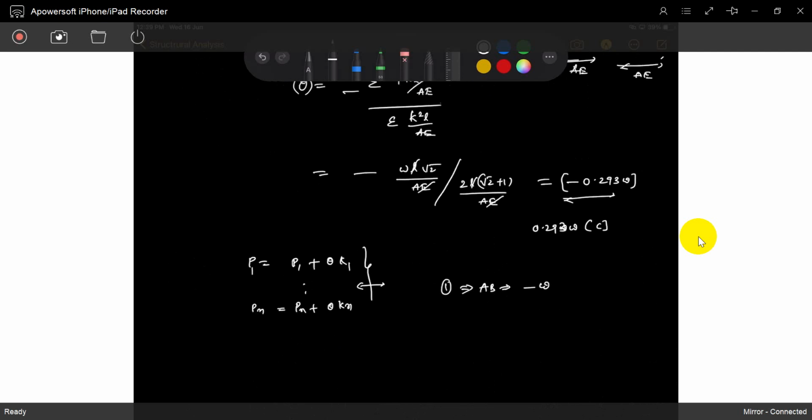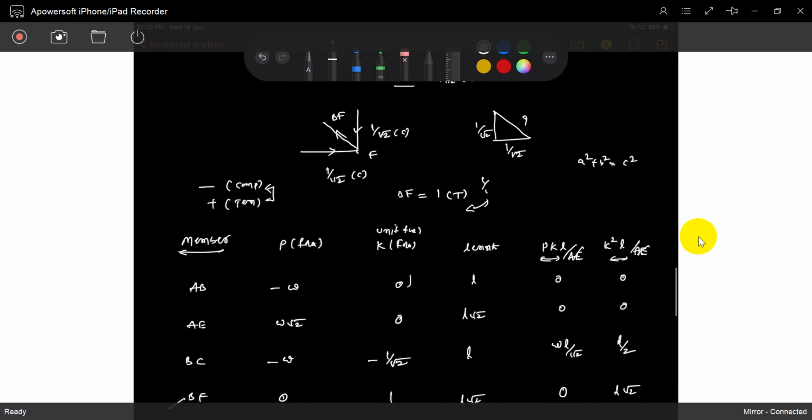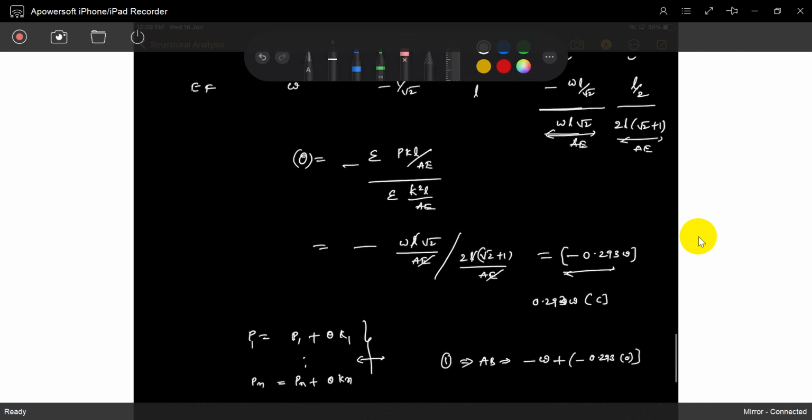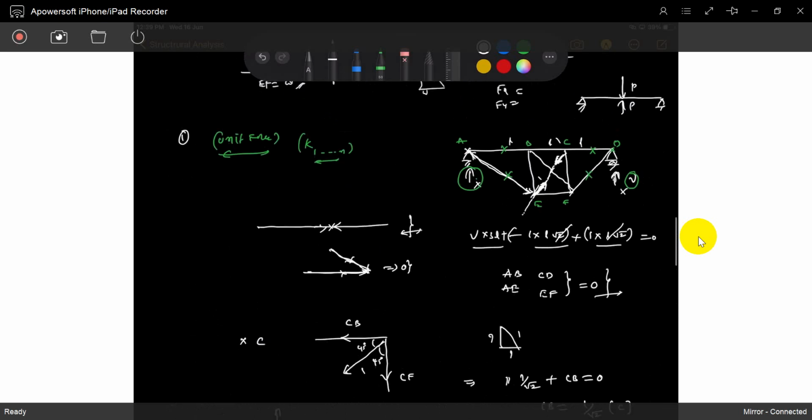With the redundant, plus Q force, which is minus 0.293, compression. And the K value is 0, so that is 0. So what does 0 mean? Just check the inside meaning. K 0 means that if the redundant is there, it has no effect on these members. That is the meaning of it.